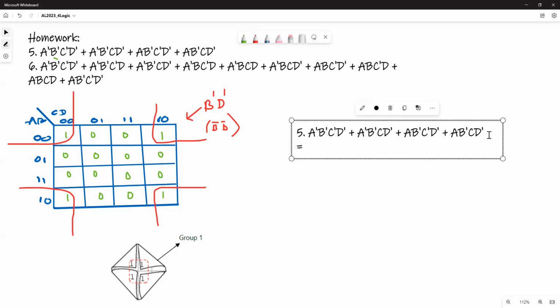Yes, Movinia, can you tell me what should I do as a second step? A dash B dash. Yes, if you look at A dash B dash, C dash D dash carefully, first two terms we can see A dash B dash common. So we can take A dash B dash. So common terms, I can take it out. So I'm left with C dash D dash plus C D dash. Okay.